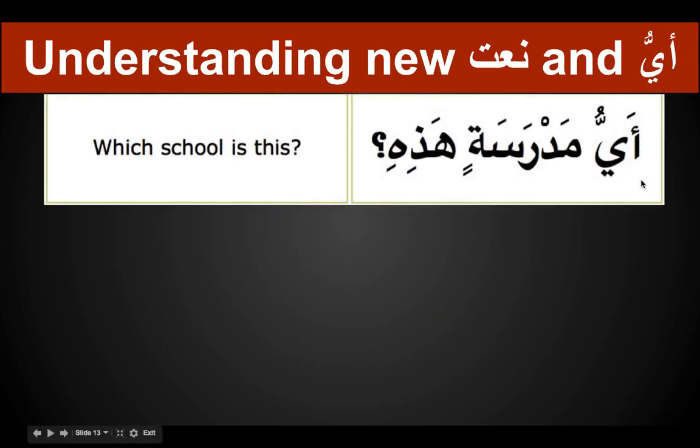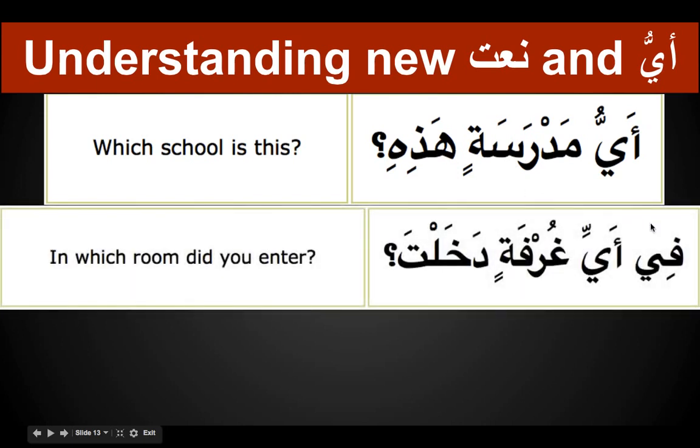So let's understand this ayyu. If we have to use it in a sentence, ayyu madrasatin. Ayyu is coming as a mubtada here. So we are asking ayyu madrasatin, which school? They're connected, and hadihi is not connected, so we can insert it here. Which school is this, hadihi? Why hadihi? Because it is asking about madrasatin.